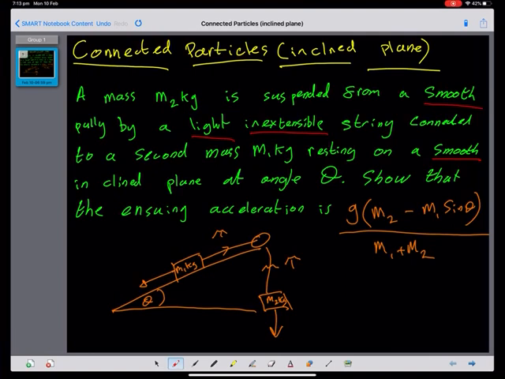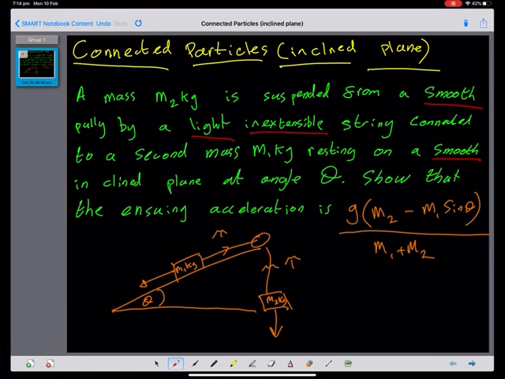Smooth indicates that there's no friction on your inclined plane, so mu is going to be zero. Light says that the string in our mathematical model has no mass. Inextensible means that it's not elastic, and the pulley needs to be smooth. That means there needs to be no friction in the pulley.